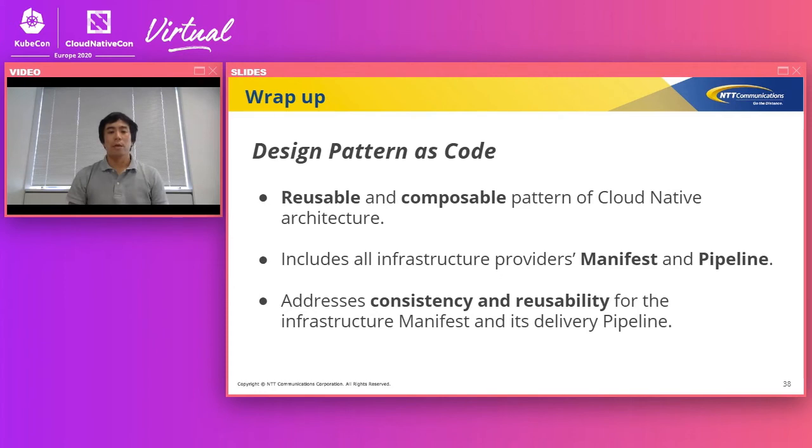At the end, we propose design pattern as code. It is a reusable and composable pattern of cloud-native architecture. Design pattern as code includes both manifest and pipeline, and solves consistency and reusability for those pipelines and manifests.